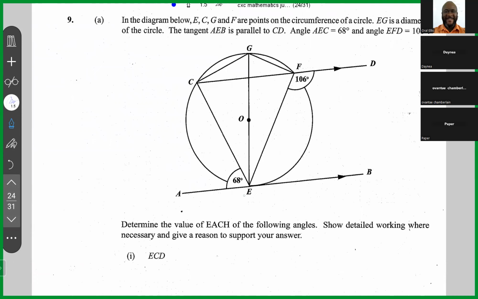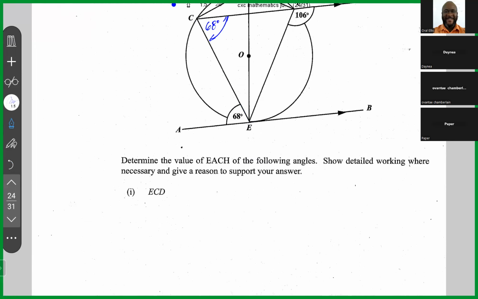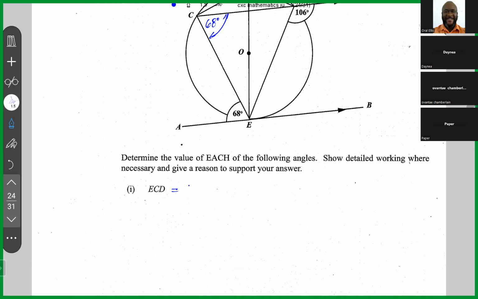Angle ECD. So this is the angle they want us to find. All right, angle ECD. So this angle is what they want us to find. All right, and this angle is equal to 68 degrees. And the basic reason is that the two angles are alternate angles, or Z angles. So I would say angle ECD is equal to 68 degrees.